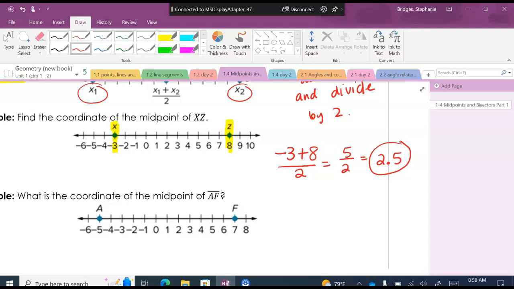Go ahead and do the same thing for the next example. Find the midpoint of AF. Look at A, what's its coordinate? Look at F, what's its coordinate? Add the two together, and divide by 2.